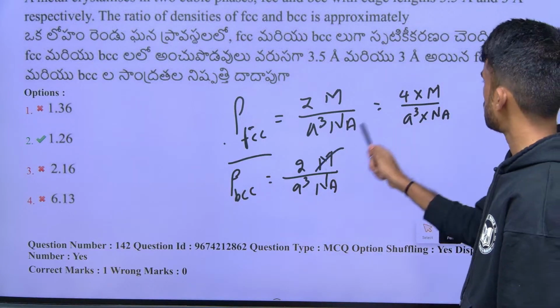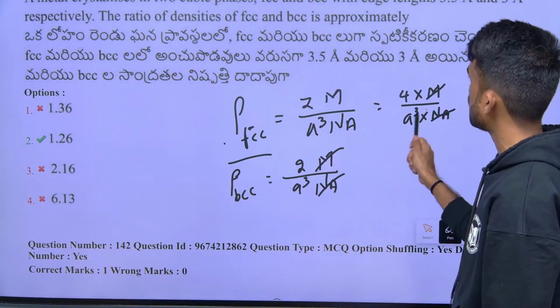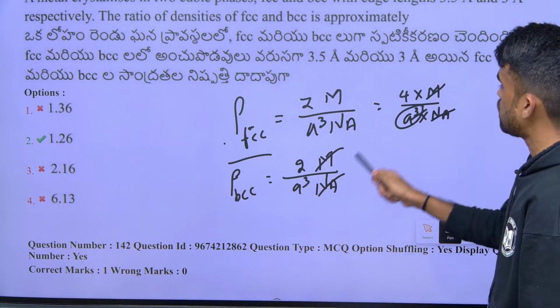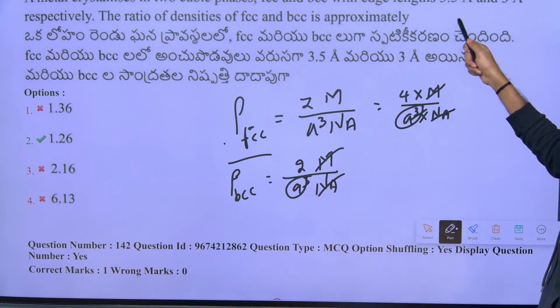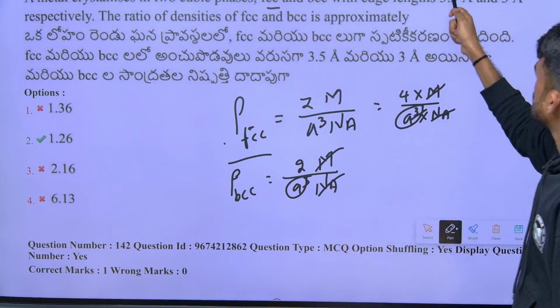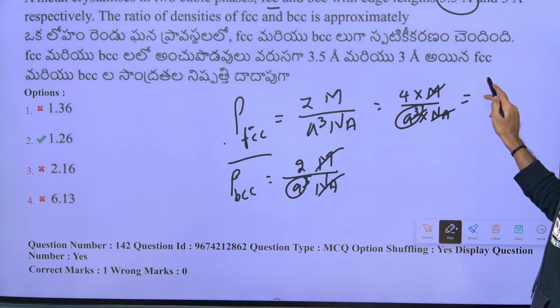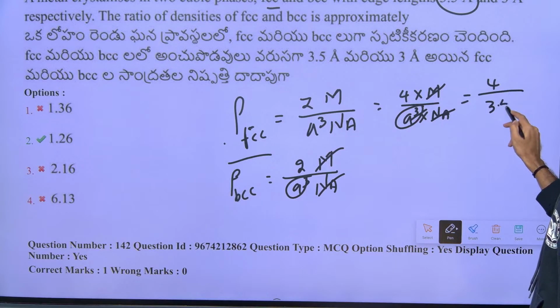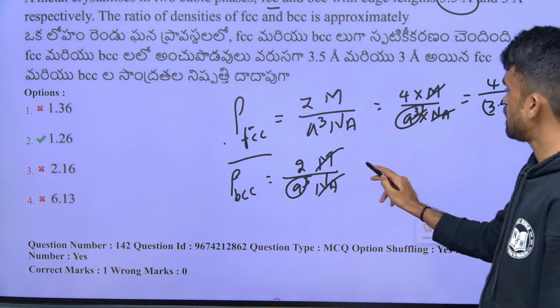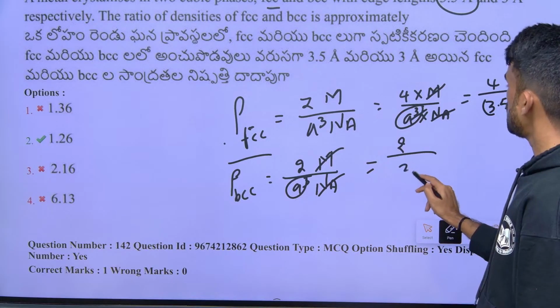So M is getting cancelled, N_A also. Here the a cube values are varying. See, the a value for FCC is 3.5, so I can write 4 by 3.5 cube. And here, for BCC, I can write 2 by 3 cube.